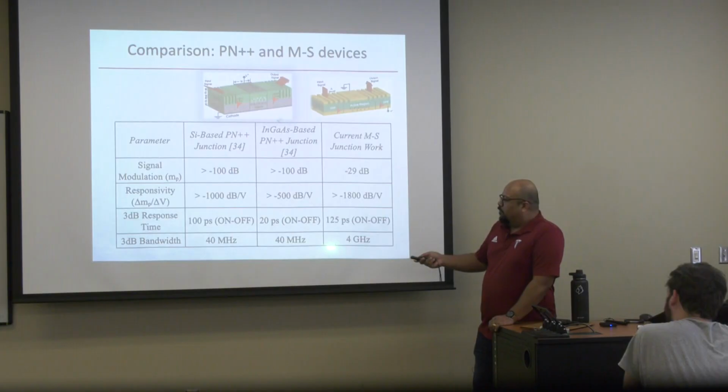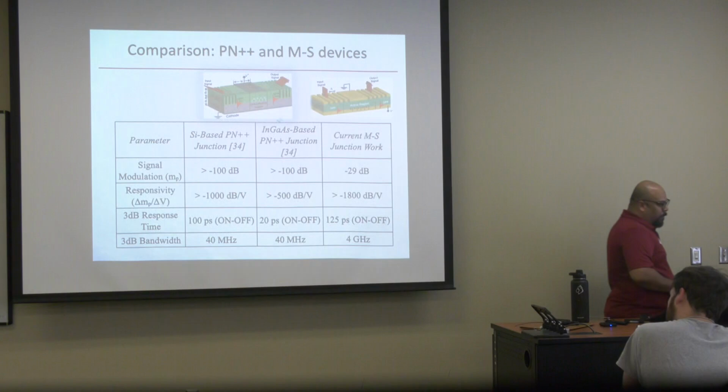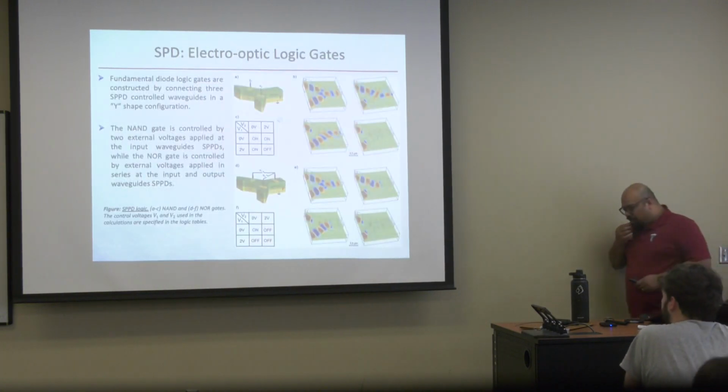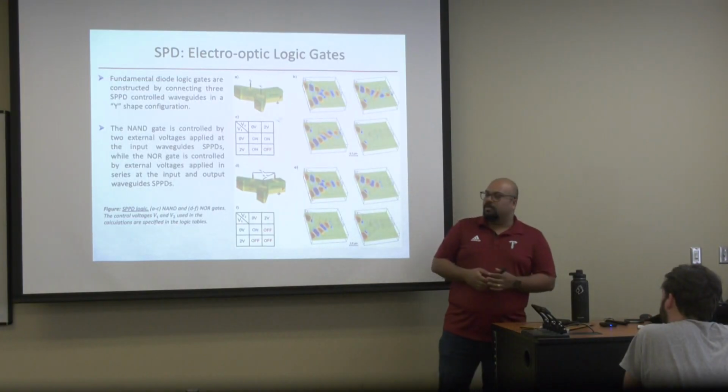We also observe the 3 dB bandwidth, so 40 megahertz for the PN based, but we push the limit to 4 gigahertz for the Schottky based diode. Also, we need to understand whether our basic fundamental device can be used to generate AND or OR logic gates, because logic gates are basically the next building blocks for microprocessors or microcontrollers.